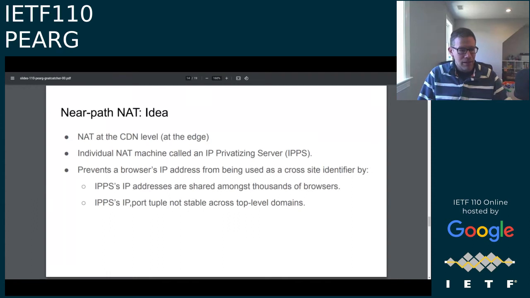So the near-path NAT. The idea is that you run a NAT at the edge of the internet, perhaps at the CDN level. We call each machine running the NAT an IP privatizing server, so an IPPS. These IPPSs are basically NATting the traffic coming from clients, and they're sharing their IP address amongst thousands of browsers. So sites can't really tell which of the browsers it is. They can also change the IP address and port as you go between different sites. If you have IPv6, they could just change the IP address so that as you're browsing across sites, they can't re-identify you based on your IP address because it's changing.